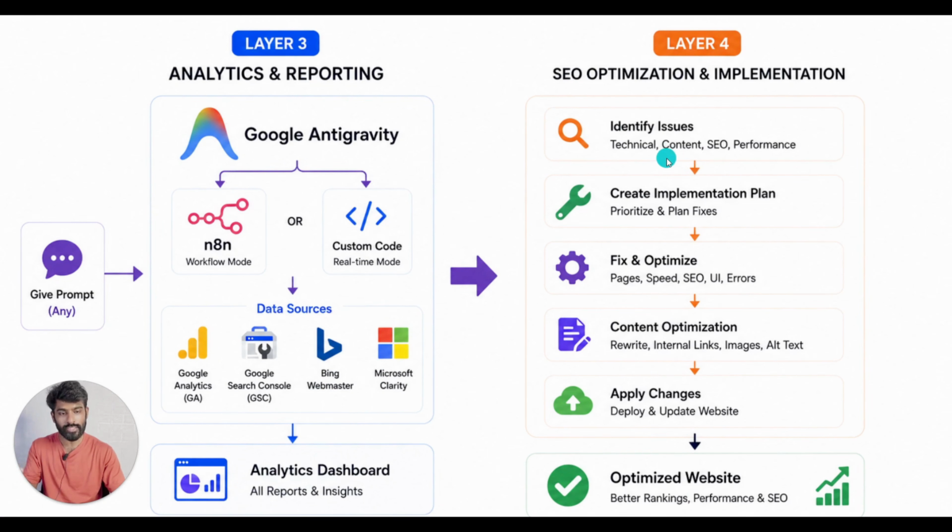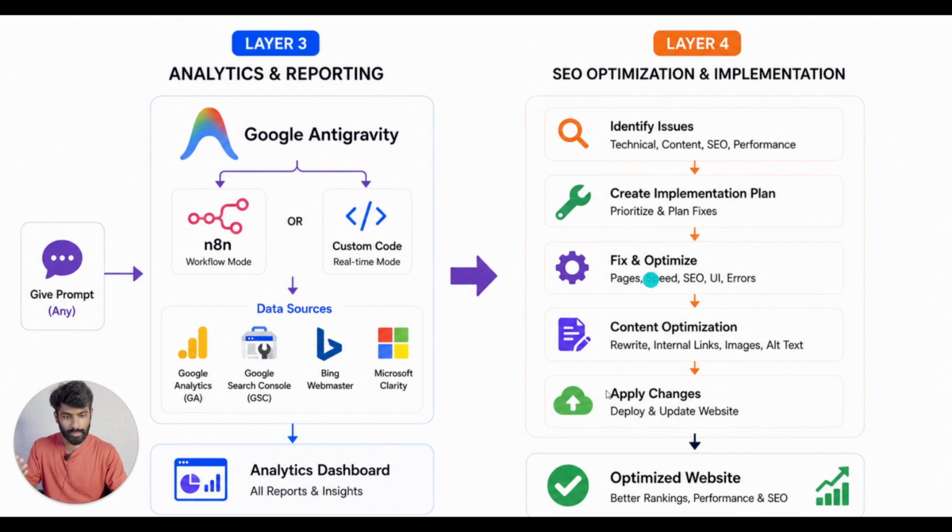So first we are going to identify the technical issues, right? SEO, performance, any type of issues, content issues. We are going to identify them from these reports, right? Basically in the first step, you're going to identify the issues, then you will create an implementation plan, like how you're going to prioritize, how you're going to plan the fixes. Then you will actually start the implementation.